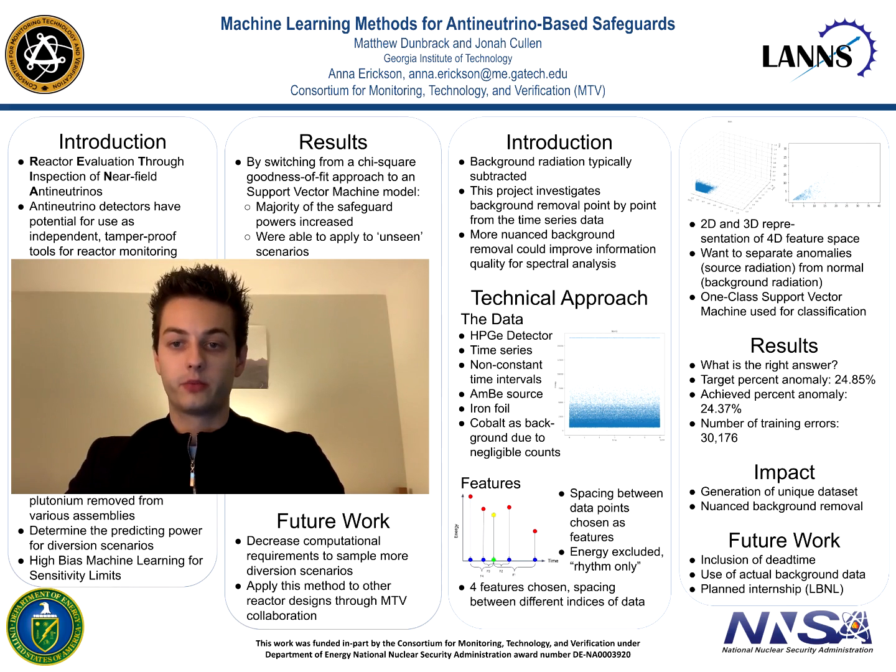The impact that this work could have in the field is the generation of a unique data set of background filtered time series data, as well as a more nuanced background removal process that could lend more data points to the final analysis. The future work of this project could include the inclusion of the dead time of the detector, as well as the use of actual background data rather than the cobalt foil data that was used. A planned internship with Lawrence Berkeley National Lab is planned for the summer as well.